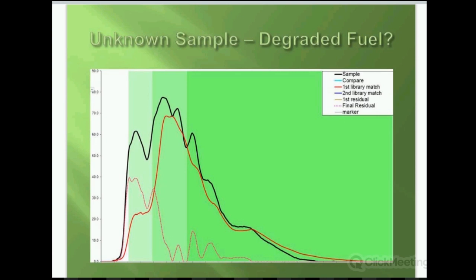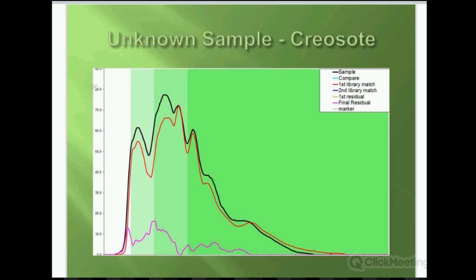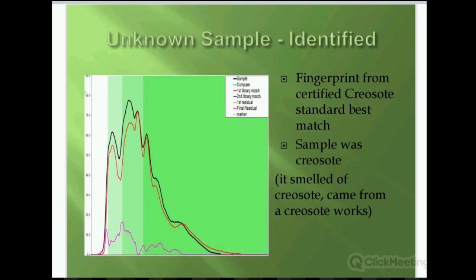That's what happens if you use a degraded fuel certified reference material. That's a much closer match. So would it be a degraded fuel? Well, actually, if you use the certified creosote standard, then you see that that's a very close match indeed. And basically, the fingerprint, as I said, is from a standard creosote. It's the best match. Basically, the sample smelled of creosote, and it came from a creosote works.